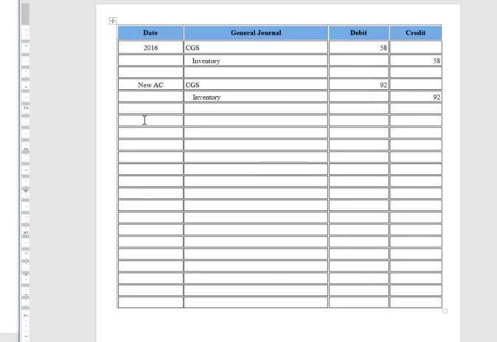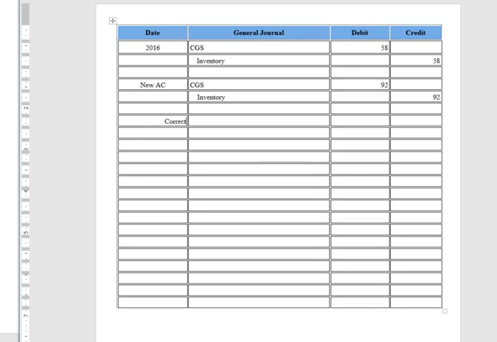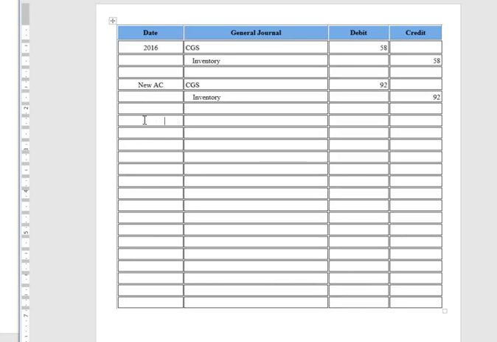So now, in retrospect, what's that difference? So how would we correct that balance? And let's just look at this first year first. How would we correct this balance? Well, to correct it, do I need more or less in cost of goods sold? I need more, right? We should have recorded cost of goods sold at 92. We only put in 58. So really, to correct it, I would debit cost of goods sold for 34, and I would credit inventory.